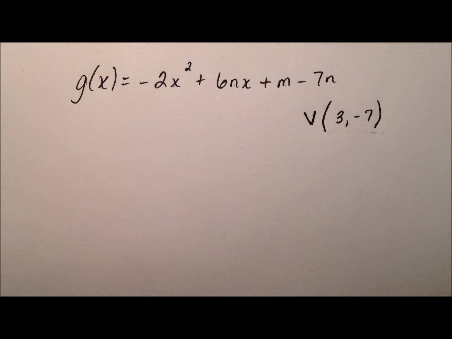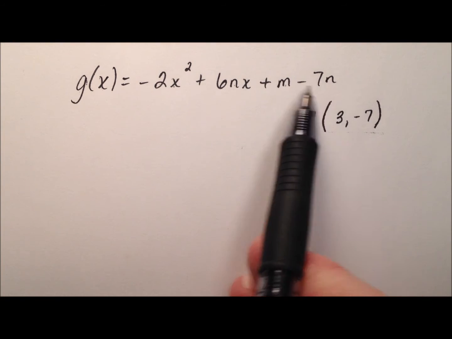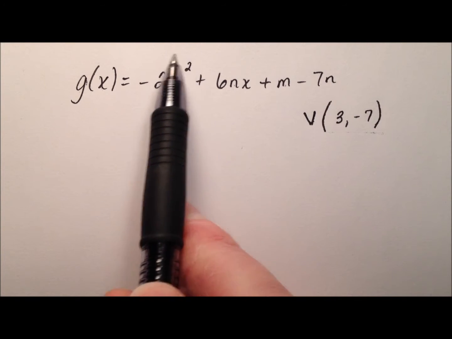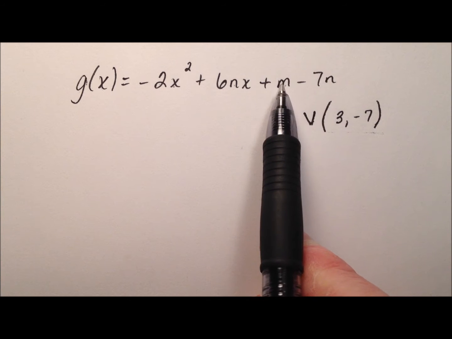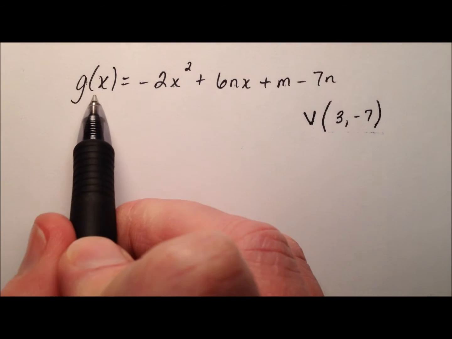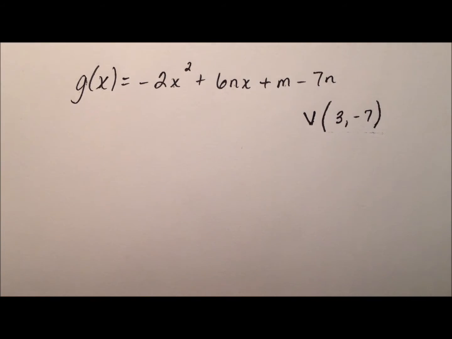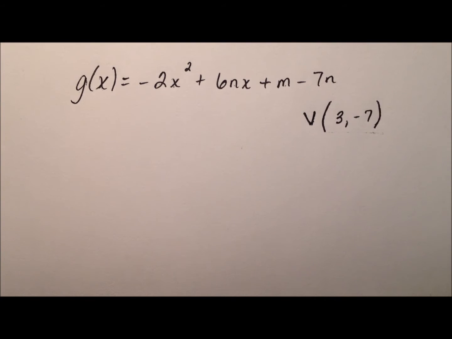In this example, we're given this function g of x, and it appears to be a quadratic function. We have this x squared for our quadratic term here, and this x for our linear term. And we've got m and a 7n, which kind of combine to make our constant. So you'll notice that x is going to be our independent variable, but we also have a couple of these variables, m and n, for which we're going to find their values.